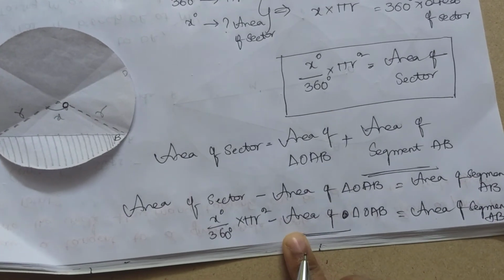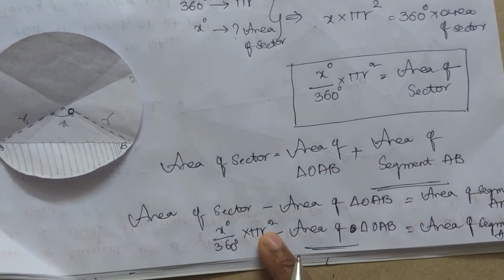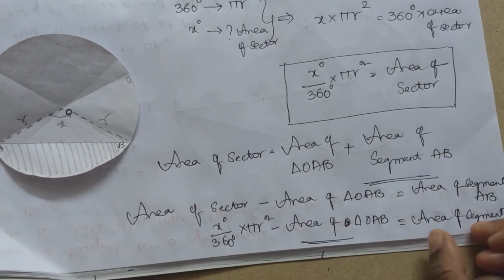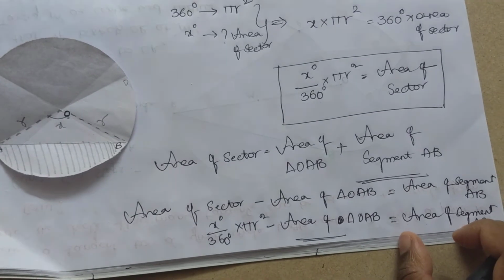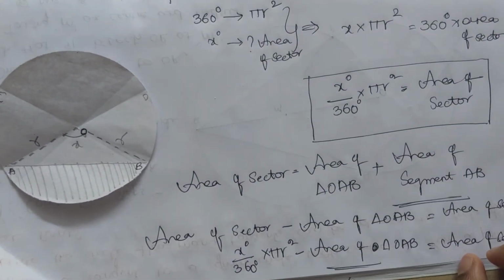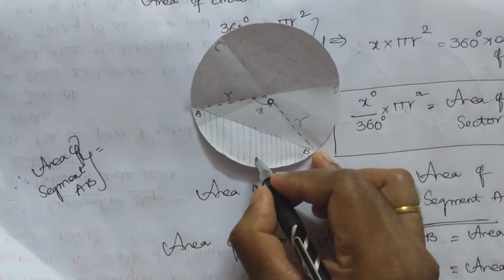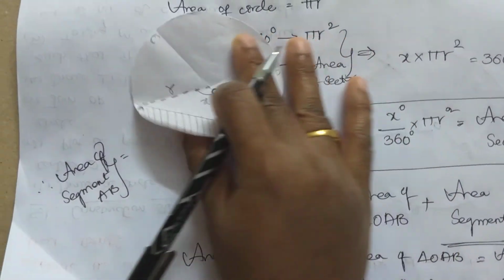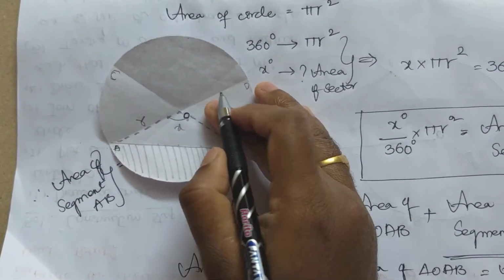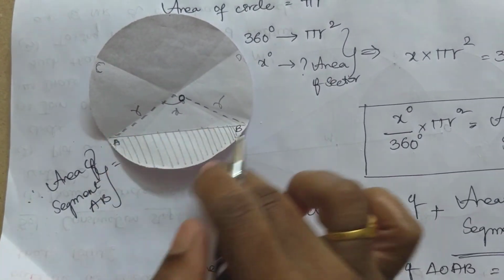So this is the formula. What is the formula? It's nothing but x degrees by 360 degrees into pi r square minus area of triangle OAB, which is the formula for the area of the segment. What is the area of the segment here? Area of the segment AB. Okay. See here, what will I do? For the circle, this is the circle, right? We have found out the area of the segment. So here, area of the segment means it will go like this. So we want this to be covered.